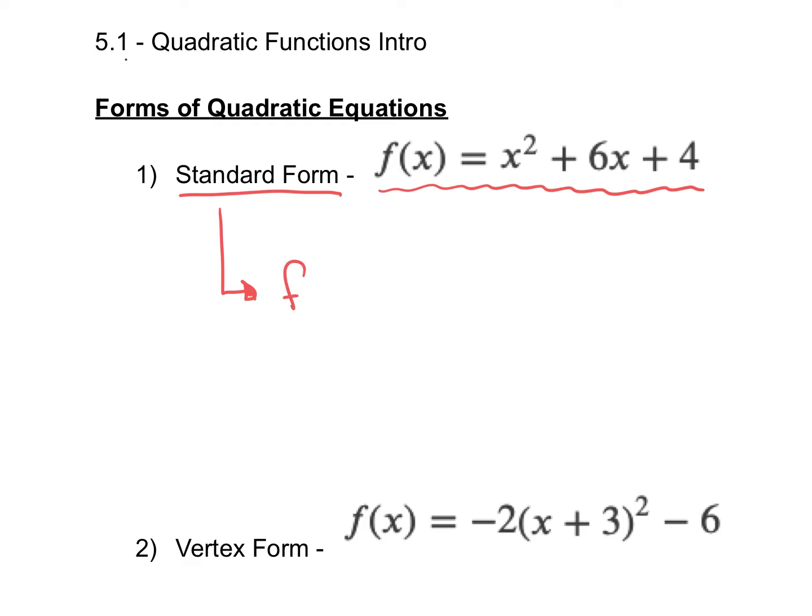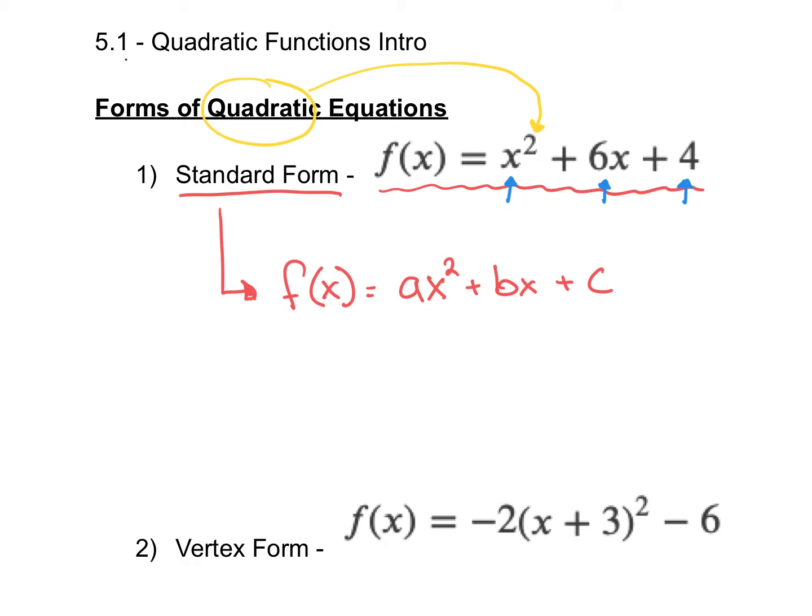f of x is equal to ax squared plus bx plus c. That is standard form. So anytime we're talking about putting it in standard form, we literally want it in this way, to where the x squared term is shown first, and then the x term, and then the number term, right? I will remind you though, the word quadratic means that there is a squared component to it, right? So these are all different forms of a quadratic equation.